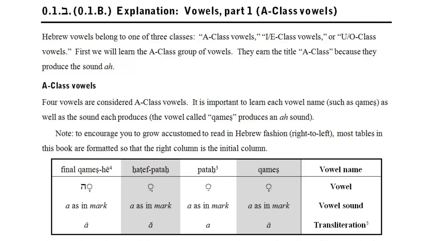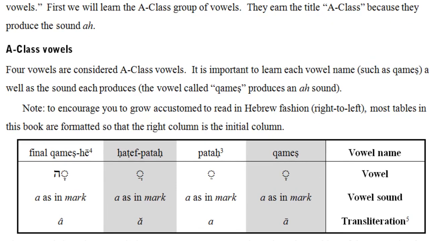So the first vowel that we'll want to concentrate on is called kametz. Kametz. Under the S of the name kametz, you see a small dot. This is our way of representing a TS sound. The letter is shaped like a small T. It produces the sound ah as in mark. And you can see the transliteration symbol, a letter A with a horizontal line above it. This is kametz. It produces the sound ah.